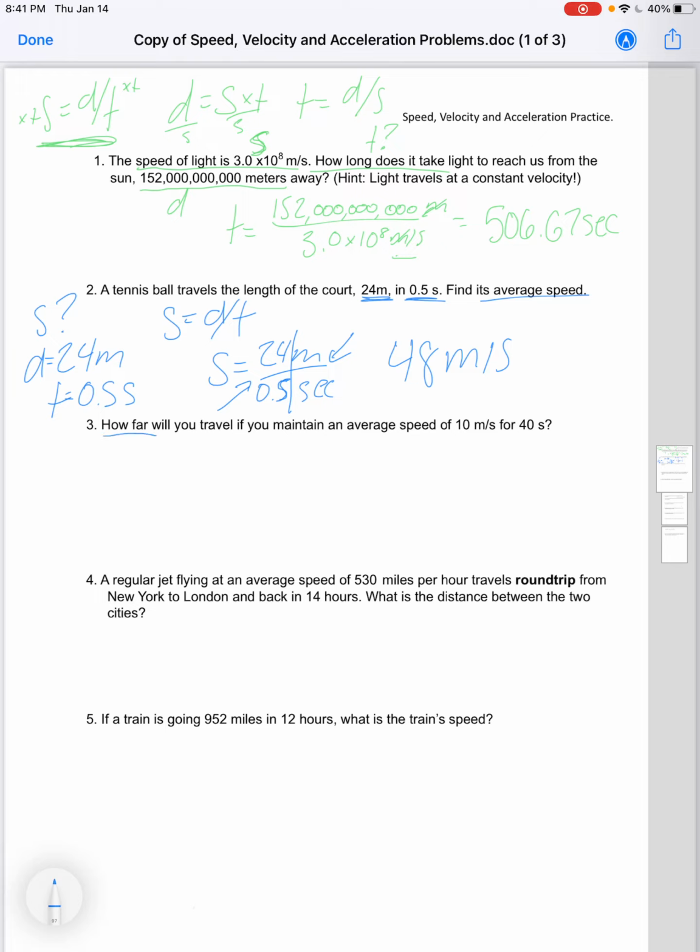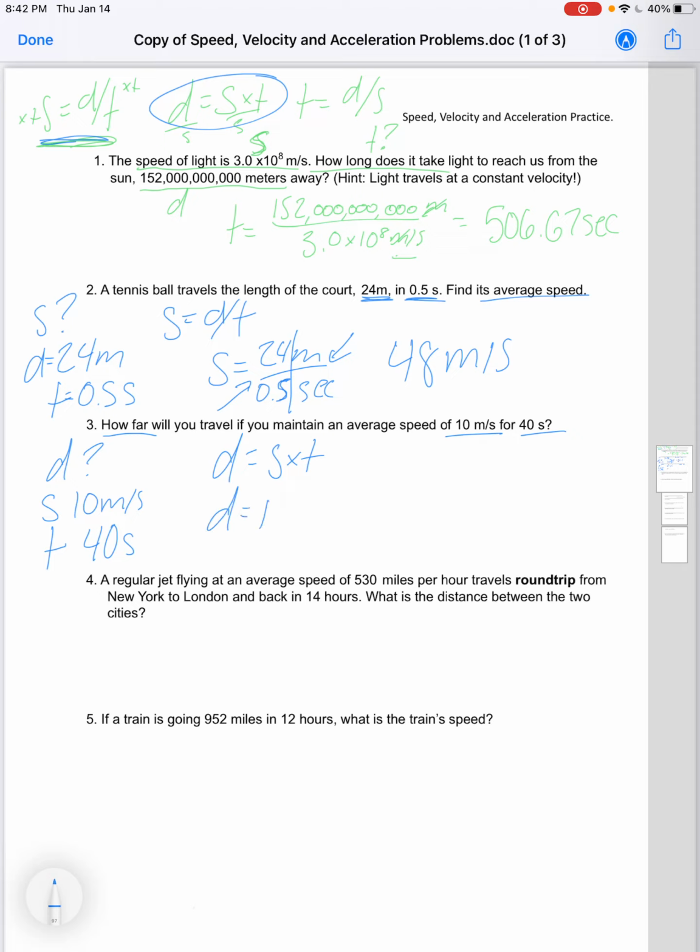How far will you travel if you maintain an average speed of 10 meters per second for 40 seconds? So how far, that's going to be distance. We're looking for distance. The question is asking for distance. I know my speed is 10 meters per second, and my time is 40 seconds. So again, like I said, we can rearrange the equation. So I'm going to use distance equals speed times time. And I just rearranged that from my speed equation that I already have, right? That we have in our formula chart.